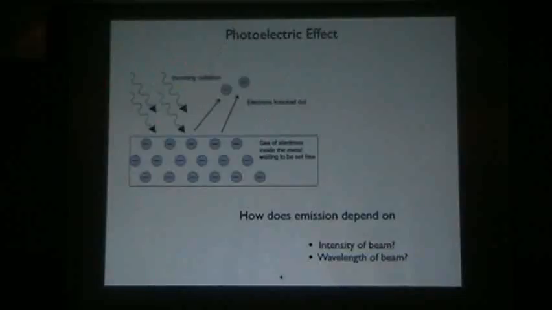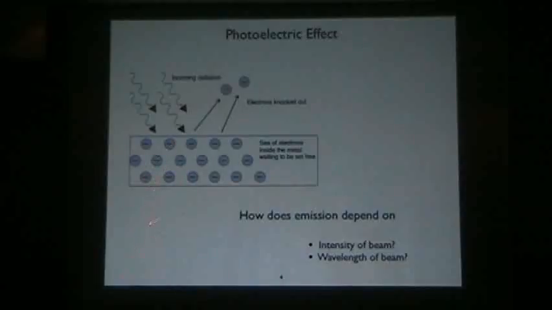Okay. So when you think about this process, you can ask, how does that emission depend on the two characteristics that can describe the incoming radiation? How does it depend on the intensity of the beam, and how does it depend on the wavelength of the beam? And our naive intuition is that it should be very dependent on the intensity, because our ability to knock electrons out will depend on how much energy is coming in the beam. And maybe it shouldn't depend so much on the wavelength. Why would the electrons care about the wavelength of the incoming light? They should only care about how intense the incoming light is, how bright it is.